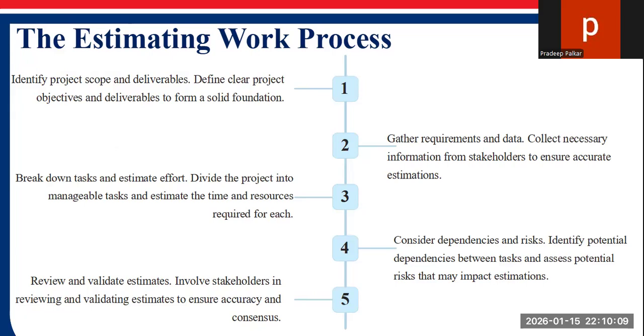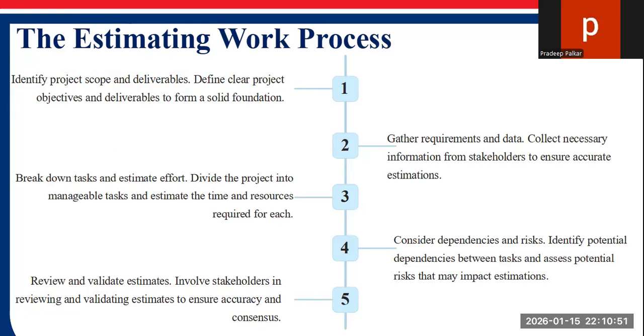The fourth, and very important, step is to consider dependencies and risk. Identify potential dependencies between tasks and assess potential risks that may impact the estimation. Risk factors are very important in every project, and dependencies are also very important in every project. And fifth, review and validate the estimate. Involve the stakeholders in reviewing and validating the estimates to ensure accuracy. That is very important.